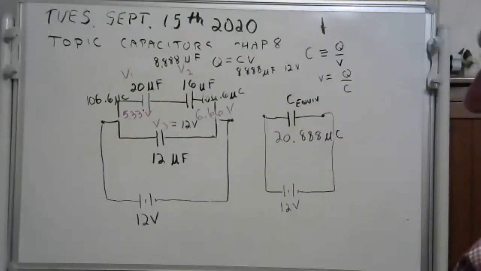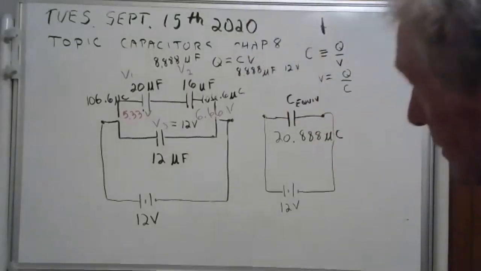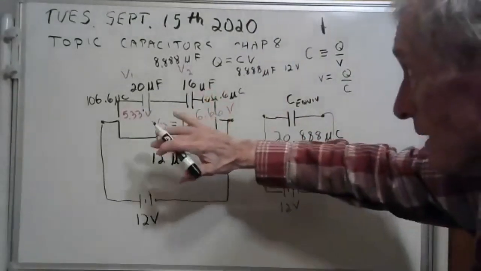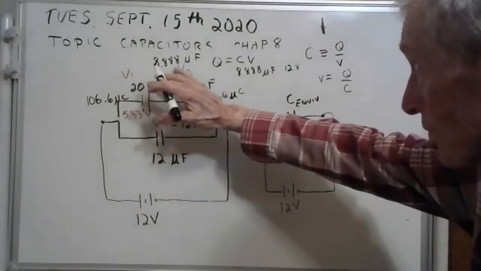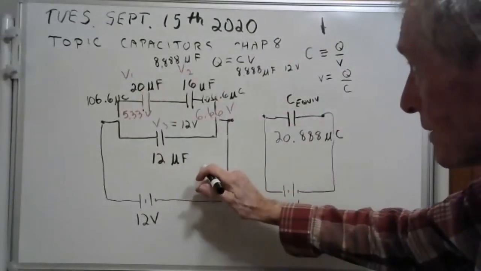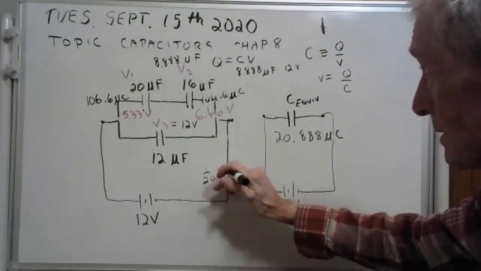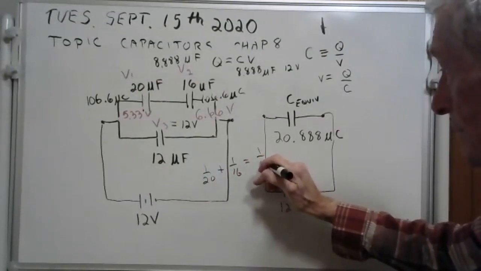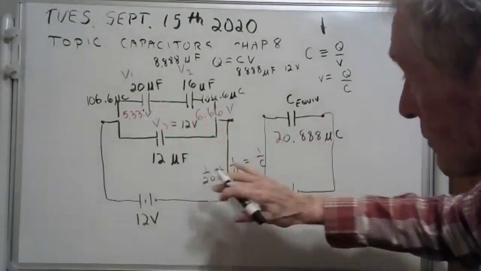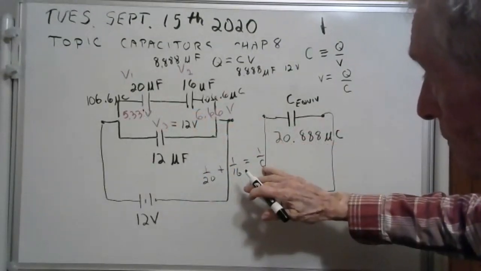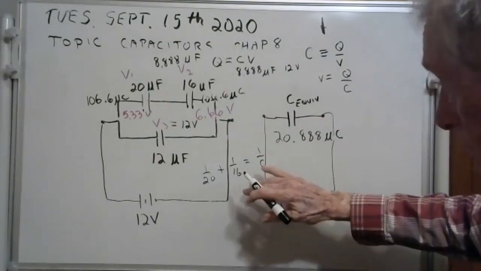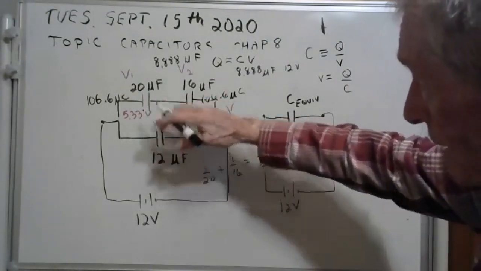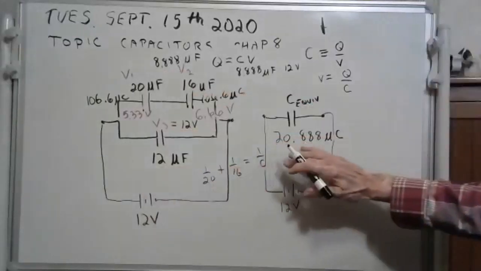I think I missed a step. How did I get from the 20.88 to the 106? Well, if you take these two in series, you get 8.88. Let me do it for you. You go 1 over 20 plus 1 over 16 equals 1 over just these two, and you'll get 8.888 microfarads. That's where we got that. And then when they're in parallel, the 8.88 plus the 12 gives you the 20.888.